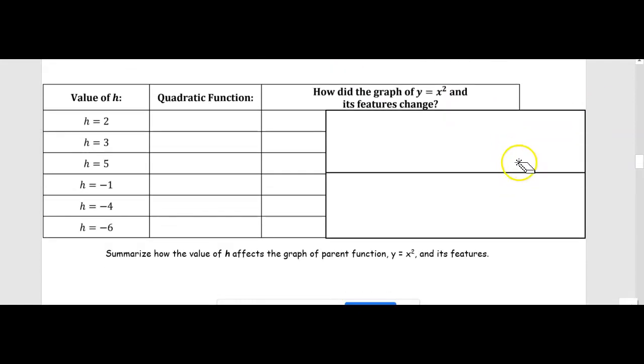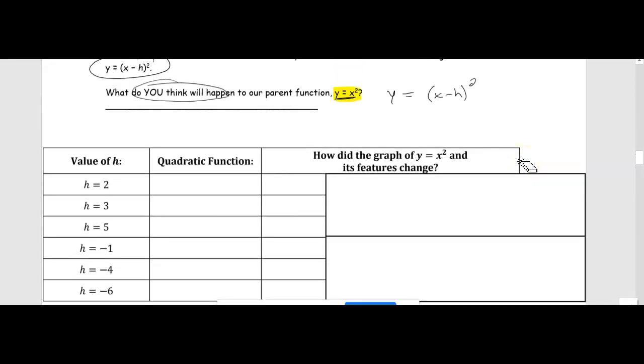So our quadratic function, instead of y equals x squared, we're still going to have this x squared. What we're now going to do is subtract whatever value of h I give you. In this problem, your value of h is going to be 2. So we're going to put x minus 2 quantity squared. And then what we want to know is, how does that impact our graph? What's that going to make our graph do?